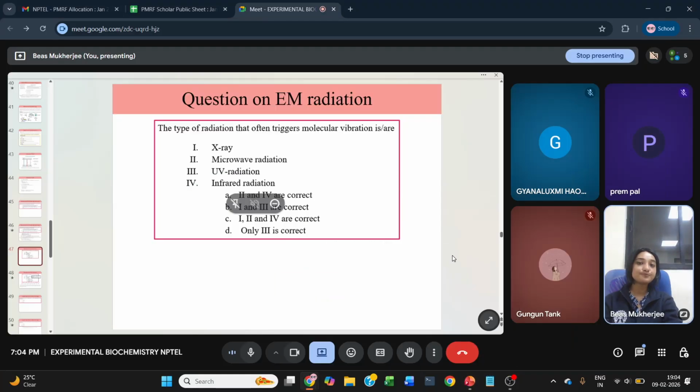So now we will go to another question. The type of radiation that often triggers molecular vibrations. This is simple. Think about boiling water. What happens? You hear this sound, right? So what is happening? Why are you hearing that sound suddenly? Try to answer this question. It's something that all of you can answer. The type of radiation that triggers molecular vibration. A is microwave radiation and infrared radiation. Okay, let's see.